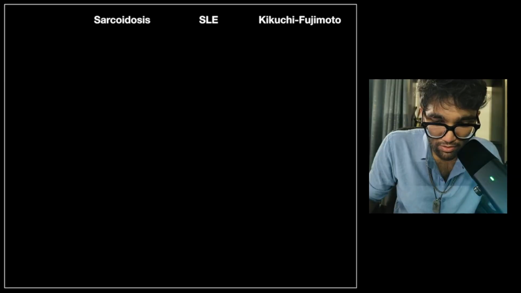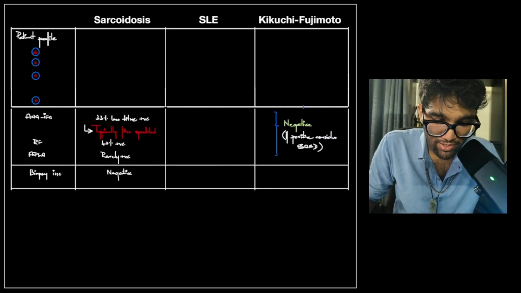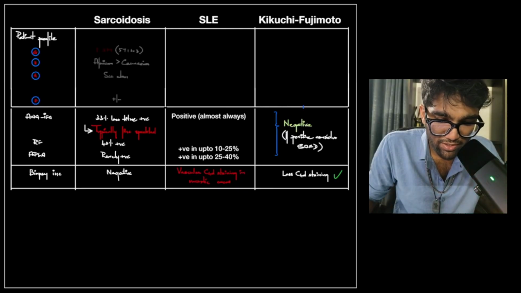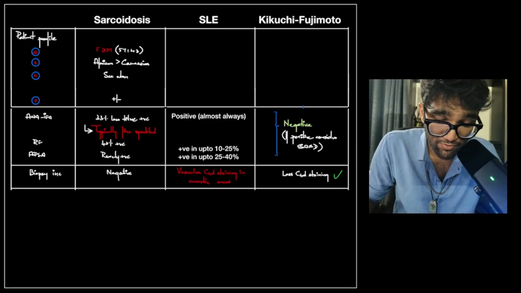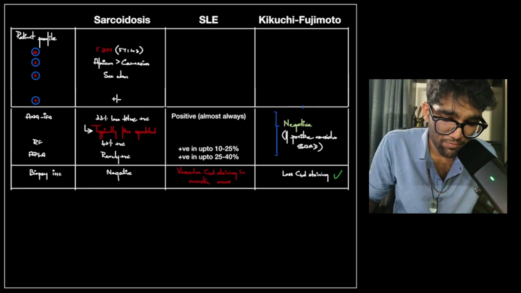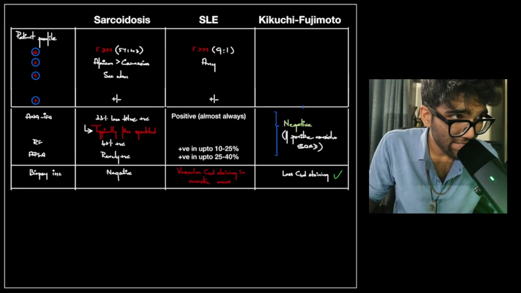Now, comparing sarcoidosis, SLE, and Kikuchi Fujimoto in terms of the patient profile actually goes against this patient's clinical presentation. So let's see what happens. The patient profile of sarcoidosis is something that depends. It is more commonly seen in female patients than male patients, but barely, 57 to 43. It's more common in African Americans, but obviously in India that is not a consideration. SLE is significantly more likely in ladies, with a 9 to 1 ratio, and can affect any race.